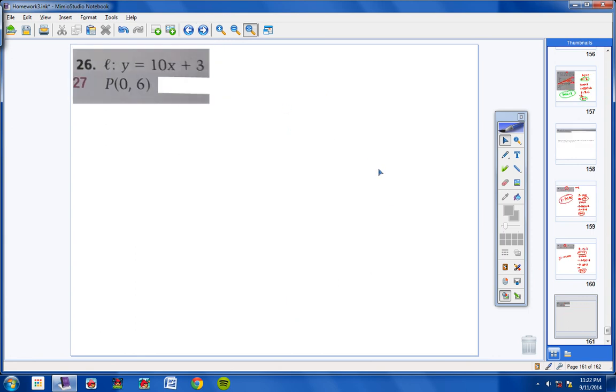Moving on to number 28. Okay, we're being asked to write a linear equation, so we know we need a point, we know we need our slope, and we know we need our formula. So here we go. Our point is 0, 6. Our slope, well, the slope of this equation here is 10. That's the coefficient of the x, 10. So if the slope of this line is 10, then the slope of the line that's perpendicular, first of all, this is a positive 10, so we want a negative. And then 10 over 1, when you flip it, is 1/10.